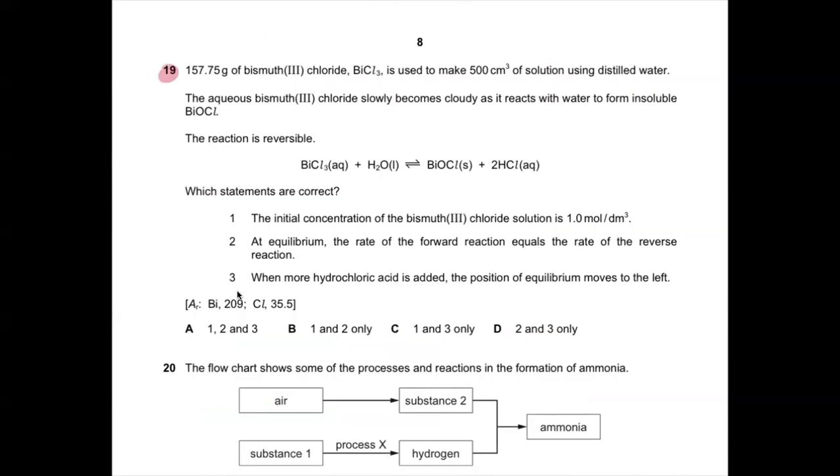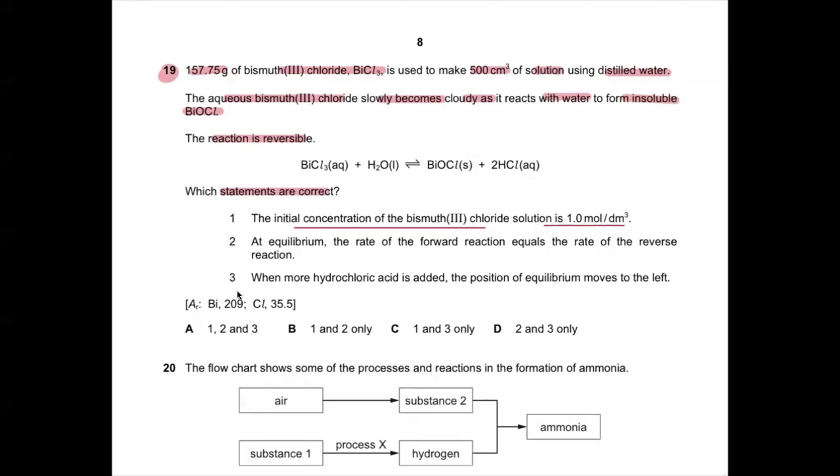Now, MCQ number 19. 157.75 gram of bismuth chloride is used to make 500 centimeter cube of solution using distilled water. The aqueous bismuth 3 chloride slowly becomes cloudy as it reacts with water to form insoluble BiOCl. The reaction is reversible. Which statements are correct? So the initial concentration of bismuth 3 chloride solution is 1 mole per dm cube.